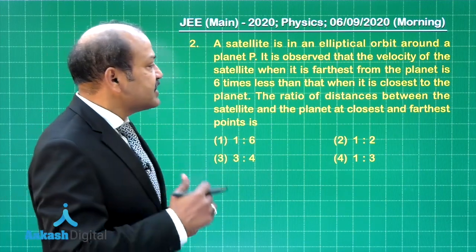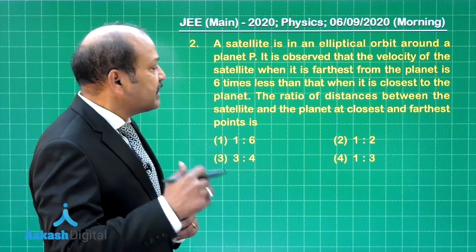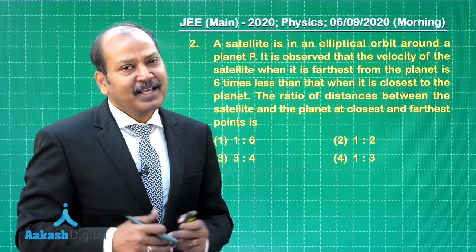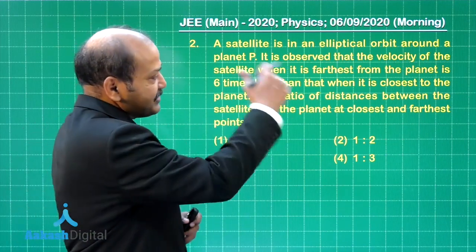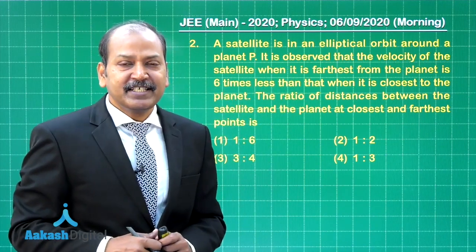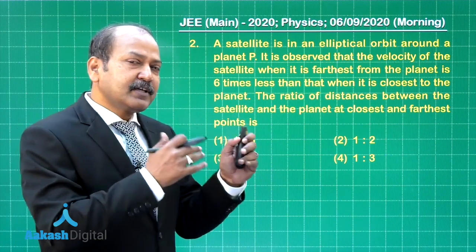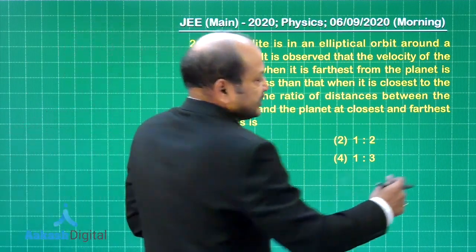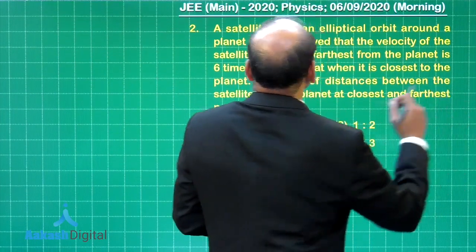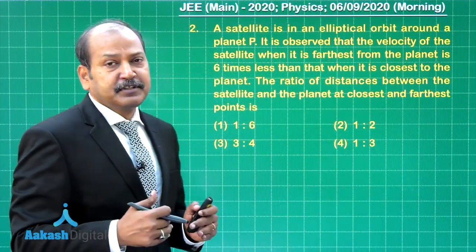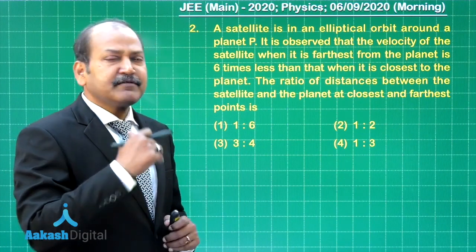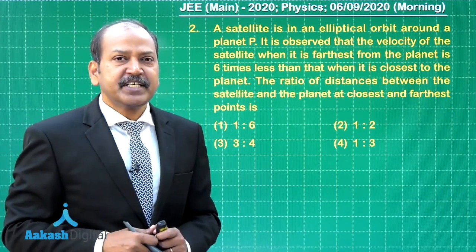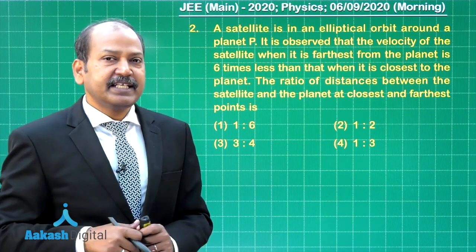The ratio of distances between the satellite and the planet at closest and farthest points is. Well, the question is on the topic gravitation, and the concept of conservation of angular momentum is involved here. So, we know that the angular momentum of the satellite about the planet, or the center of the planet, is conserved, because the line of action of the gravitational force will pass through the planet.